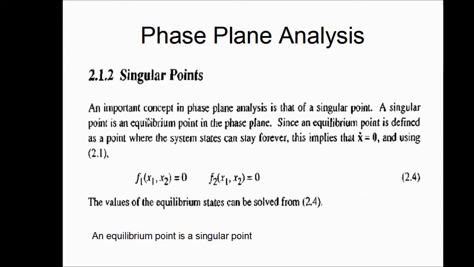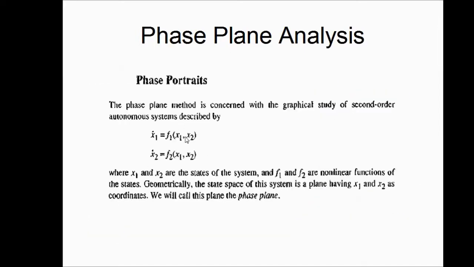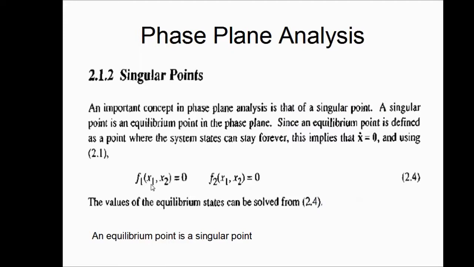Singular points are important concepts on the phase plane. A singular point is an equilibrium point in the phase plane. A singular point is defined as the point where the system can stay forever, which implies that x dot must be 0, where x is a vector here, which means that all of the states x1 dot, x2 dot, x3 dot will be 0 at the singular point. So it follows from the set of equations we wrote previously that f1 of x1 and x2 must be 0 and f2 of x1 and x2 must be 0 too. So we need to solve these two simultaneously to get the equilibrium points of the system.